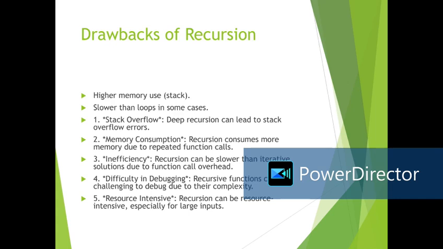Debugging difficulty: recursive functions can be hard to trace, especially when bugs are hidden several levels deep. Resource intensive: recursive functions often use more CPU cycles due to repeated function calls. One tip: always ask yourself, is recursion the cleanest and most efficient approach? If not, consider an iterative solution instead.